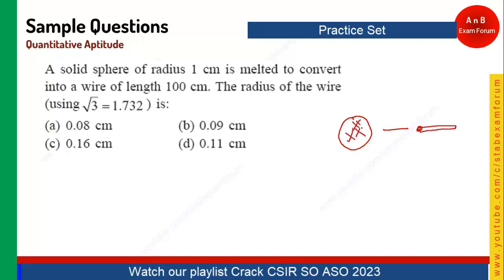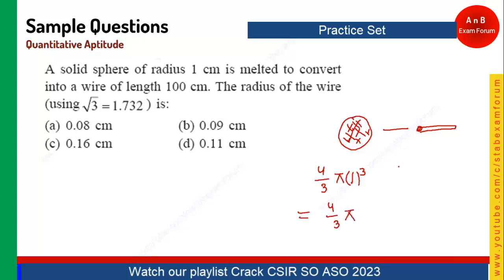So student, you should know the formula. What formula? Volume related formula. So the volume of sphere is what? You should know the formula, 4 by 3 pi r cube. What is r given? 1. Okay, so 1 cube. So this is the volume of sphere. It is 4 by 3 pi.